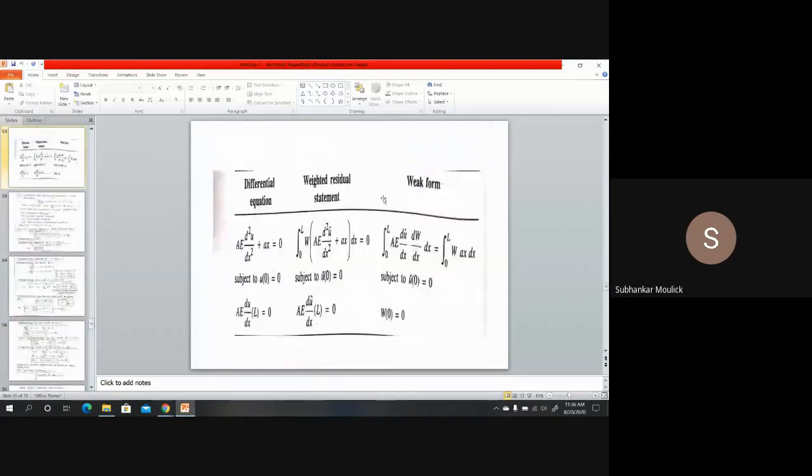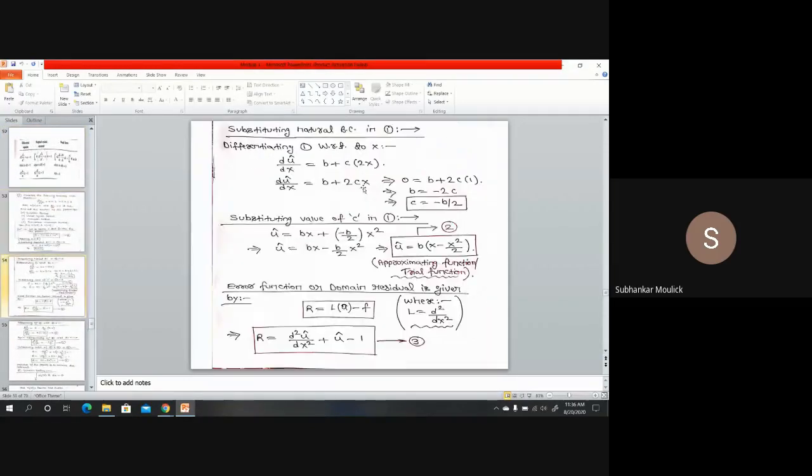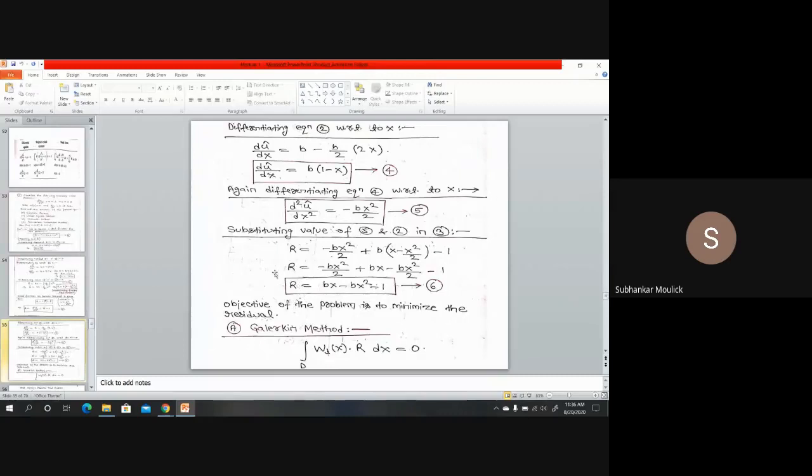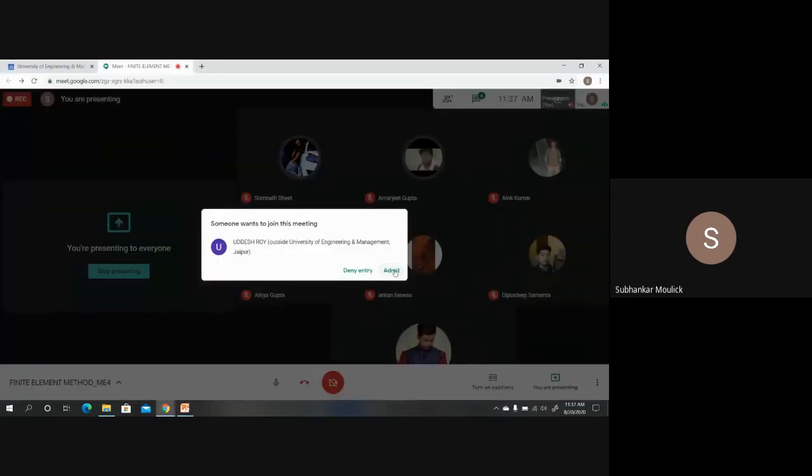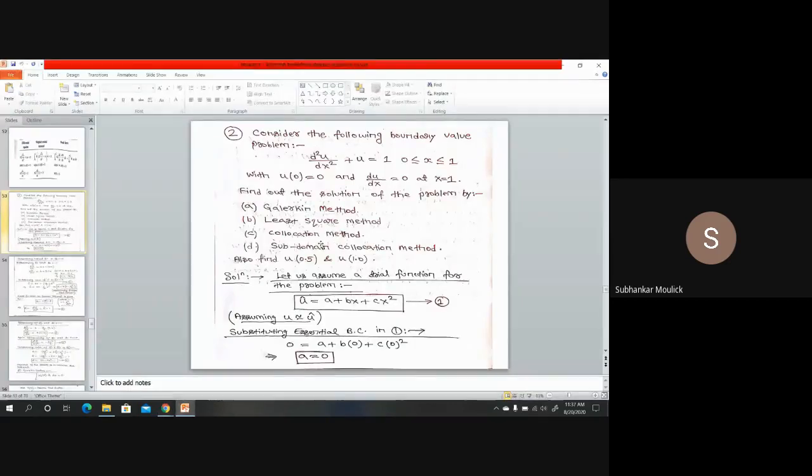That means for this given problem, we have calculated the domain residual, that is nothing but bx minus dx square minus 1, which is equation number 6. Now, what we need to do? We need to find out the approximate solution of the given differential equation by these four methods: Galerkin method, least square method, collocation method, also known as point collocation method or subdomain collocation method. So let us apply the first method.